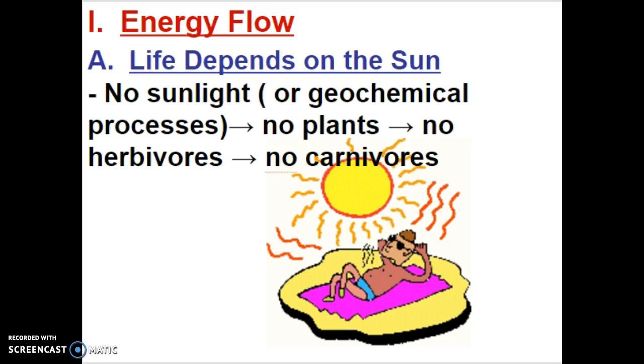For life on the surface of the Earth, life really does depend on the sun. Without sunlight, there would be no plants. With no plants, we would have no herbivores, and with no herbivores, we would have no carnivores.